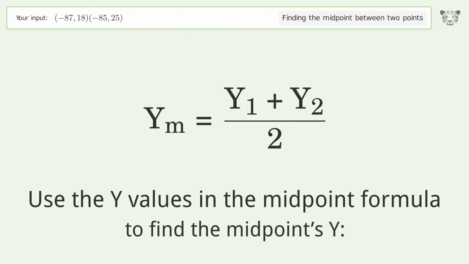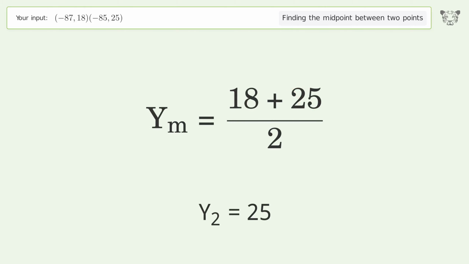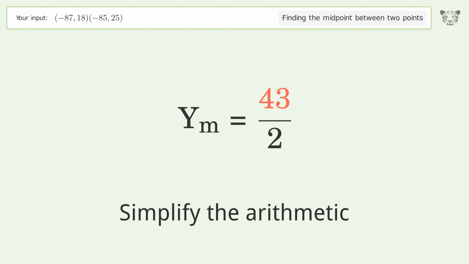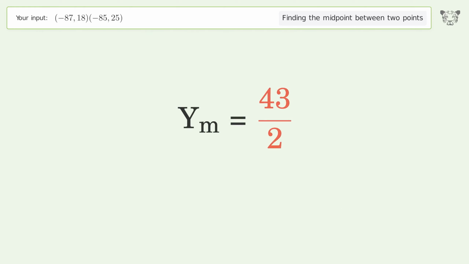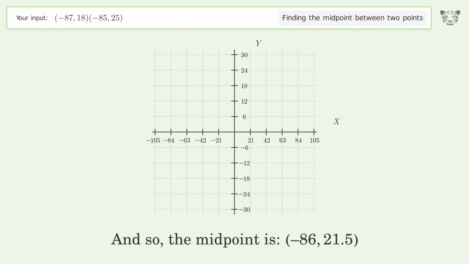Use the y values in the midpoint formula to find the midpoint's y. y1 equals 18. y2 equals 25. Simplify the arithmetic. And so, the midpoint is negative 86, 21.5.